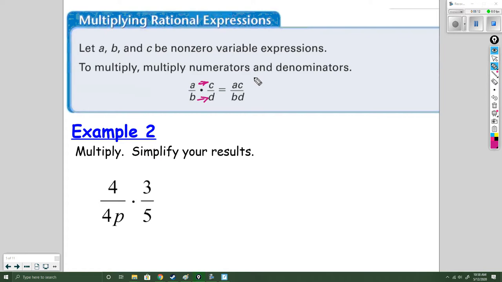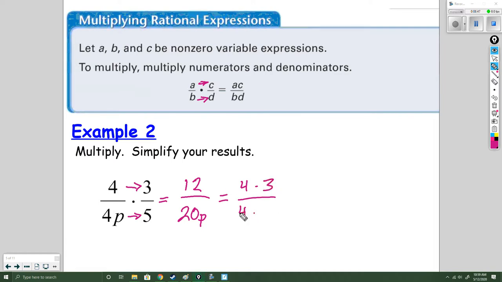And we're going to see 2 primary methods for solving or simplifying these problems. Now, in the first one, it says multiply, then simplify your results. Okay, so I'm just going to go ahead and do that. And we're going to see why this is not the most efficient method. So multiply, and we'll get 12 over 20p. And now we've got to simplify. So now we've got to think, what is the common factor between the numerator and the denominator? Between 12 and 20, well, guess what? That was just our 4.